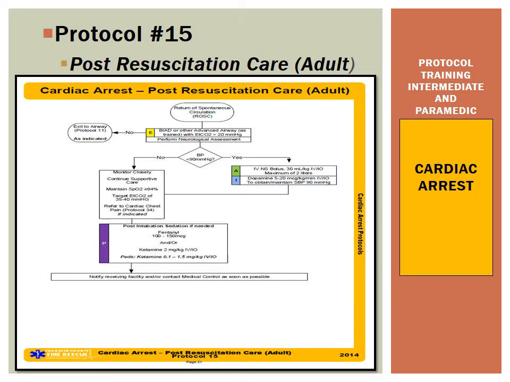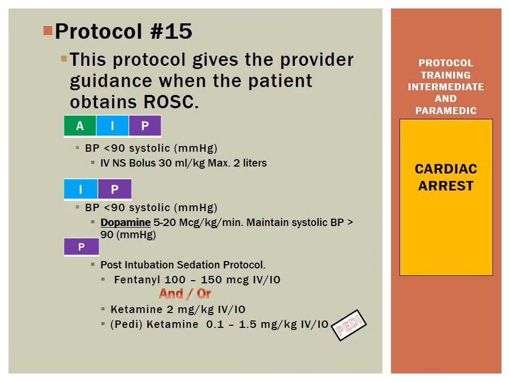Okay, so here's the post-resuscitation care protocol for adults, and we're going to cover this extensively in the next slides. For our advanced providers, if we do regain a pulse or have return of spontaneous circulation in our cardiac arrest patients, our advanced through paramedic providers, we need to focus on maintaining that blood pressure greater than 90 millimeters of mercury systolic, and we do this by IV normal saline boluses of 30 milliliters per kilogram to a max of 2 liters. Our INP level providers also have the option of administering dopamine at 5 to 20 micrograms per kilogram a minute to maintain that blood pressure again at 90 millimeters of mercury systolic.